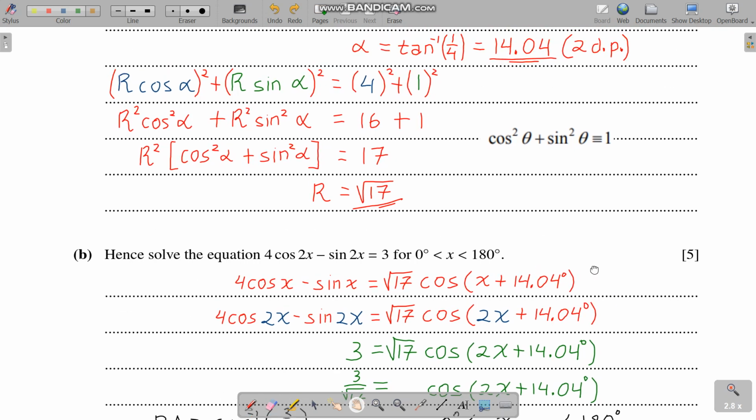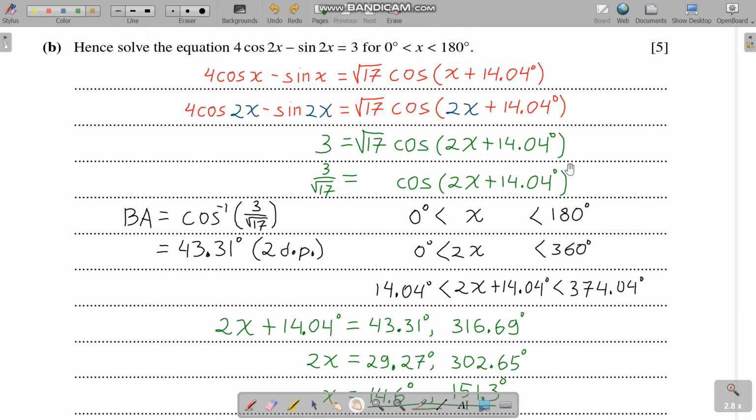Next step is to solve. So previously in the first part we know that cos x minus sin x equals root 17 cos(x plus alpha). But it's x, not 2x, so you replace each x with 2x. So this left hand side is equal to 3, so we replace it with 3, and then we divide both sides by root 17, and then we find the base angle.